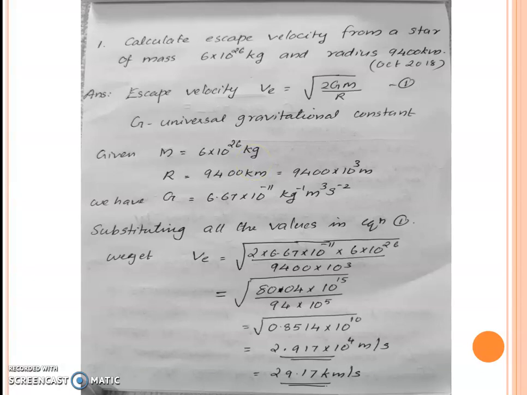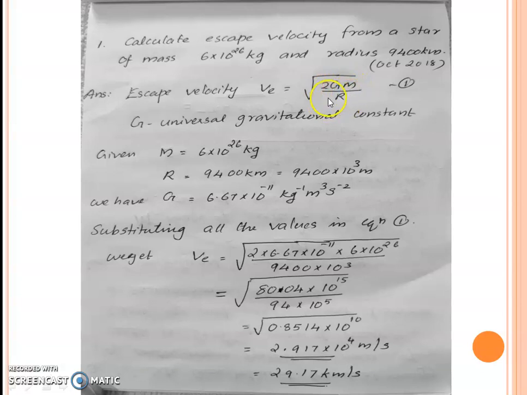And the first question is, calculate the escape velocity from a star of mass 6 into 10 raised to 26 kilogram and radius 9400 kilometer. In order to solve this problem, we have to know the formula for calculating escape velocity. As we all know, the escape velocity can be calculated using the formula VE equal to square root of 2GM by r, where G is the universal gravitational constant, M is the mass, and r is the radius.